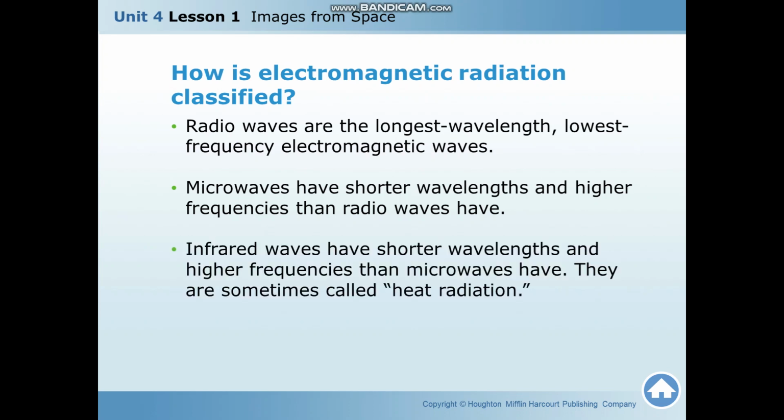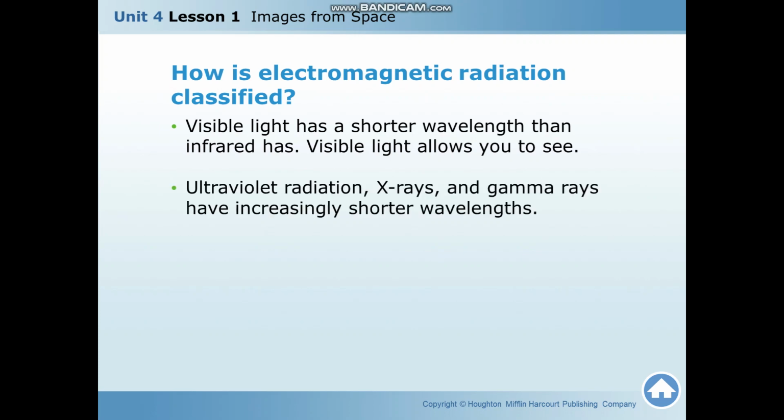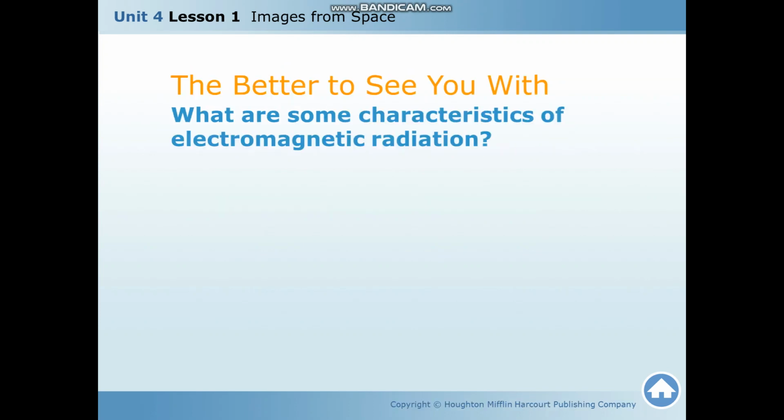Infrared waves have shorter wavelengths and higher frequencies than microwaves have. They are sometimes called heat radiation, as you have learned from the previous example. Again, the shorter your wavelength, the higher your frequency and energy. Visible light has a shorter wavelength than infrared has. Visible light allows you to see. Ultraviolet radiation, X-rays, and gamma rays have increasingly shorter wavelengths, which makes them have greater frequency and greater energy.